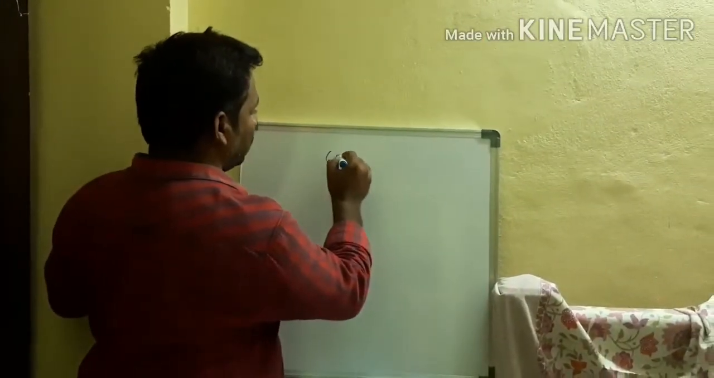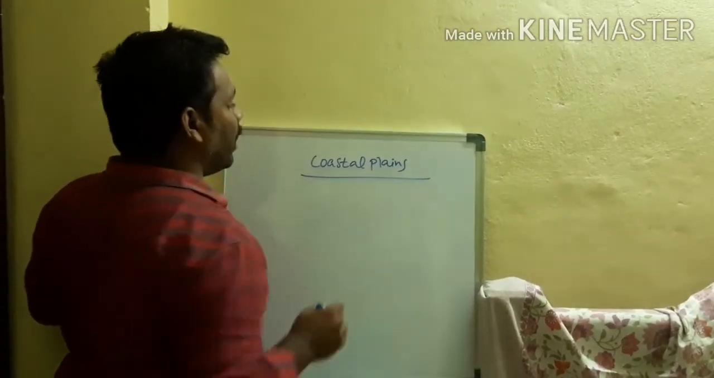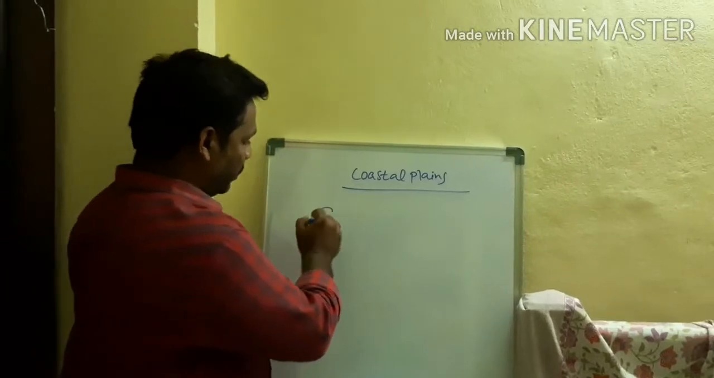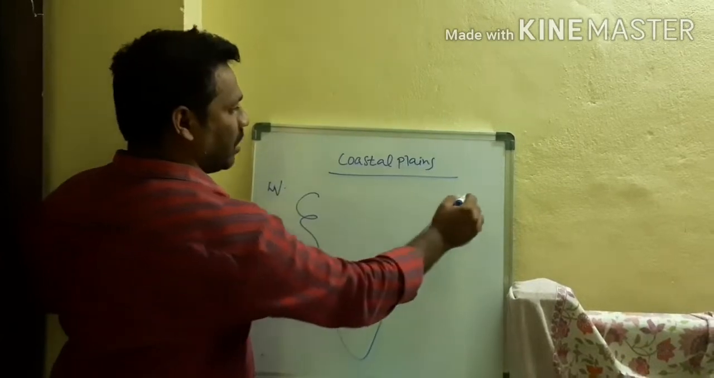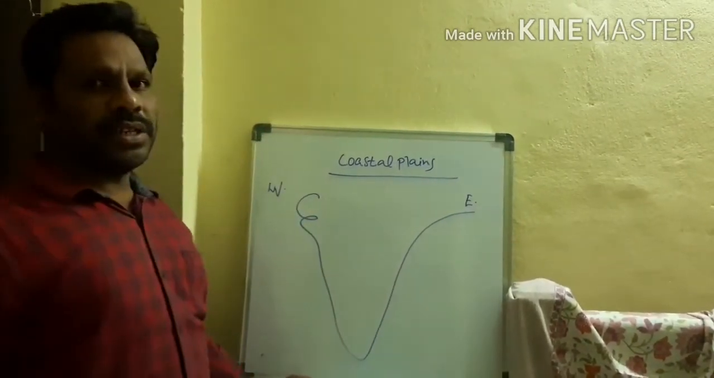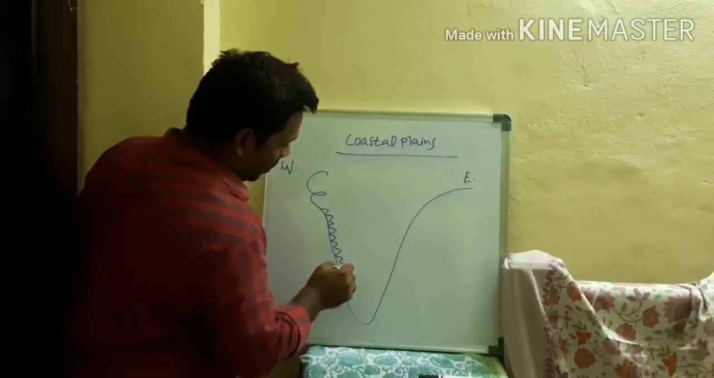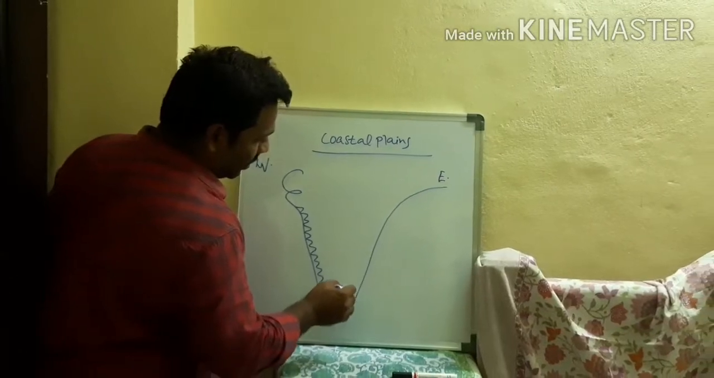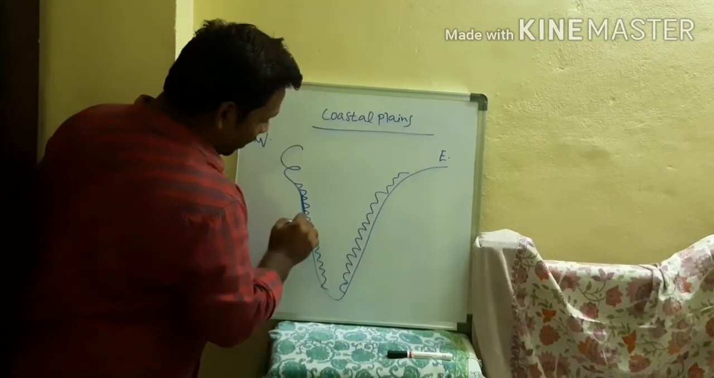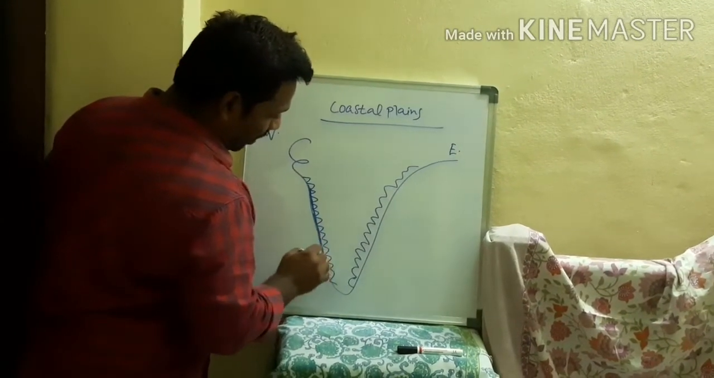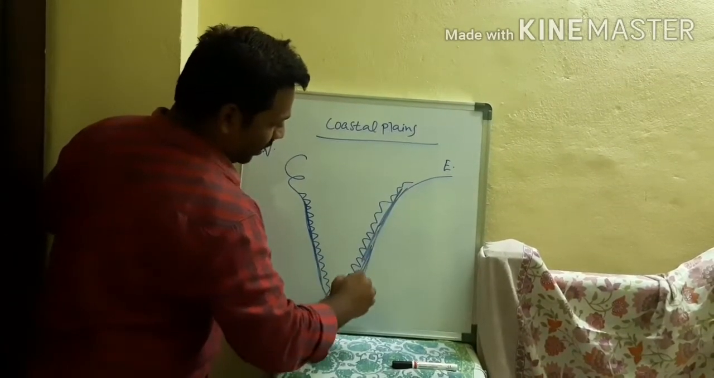Coastal plains. We can divide the coastal plains into two parts. One is the western part, second is the eastern part. In the western part, the Western Ghats are there, and in the east the Eastern Ghats are there. Along the Western Ghats we can find the western coastal plain. Here we can find the eastern coastal plains.